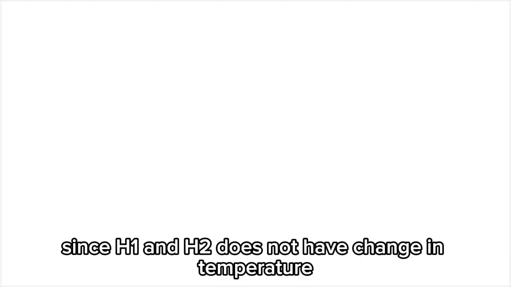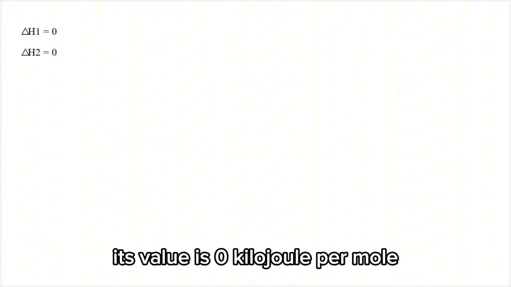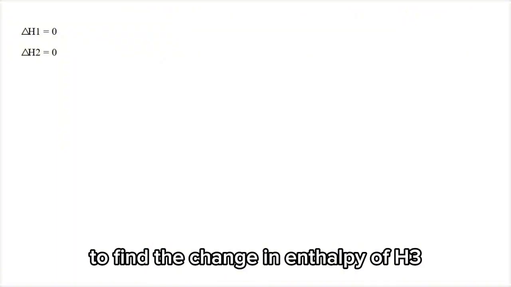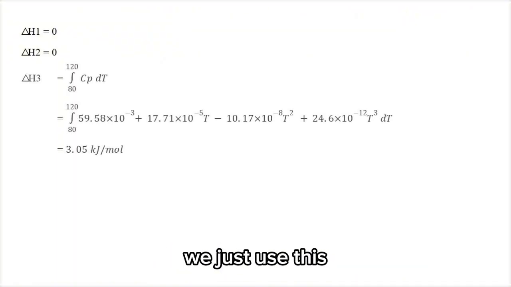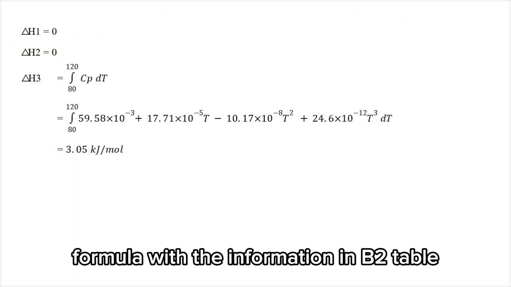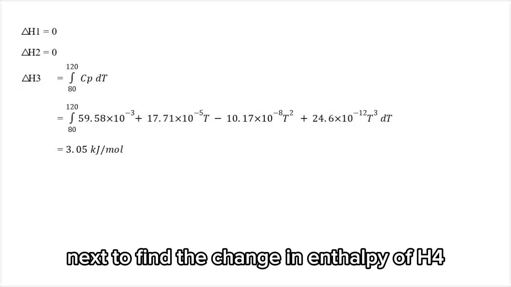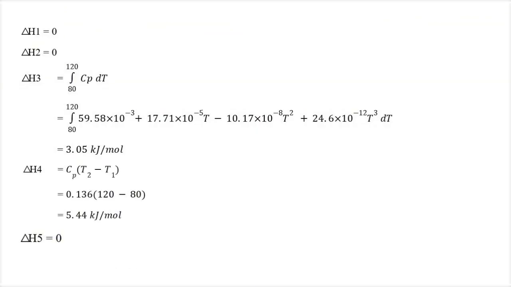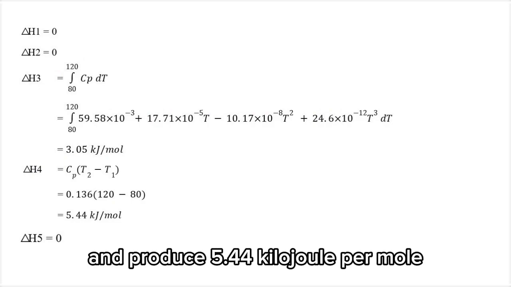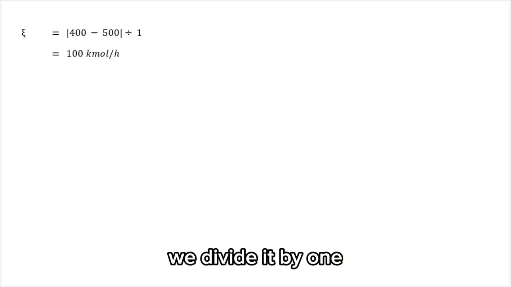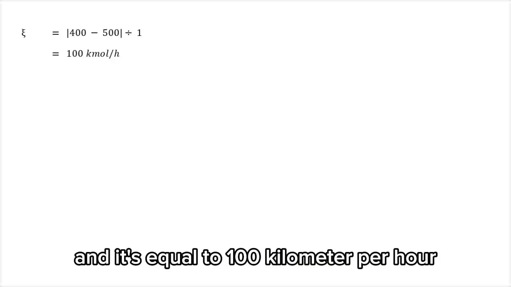Since H1 and H2 do not have a change in temperature, their value is 0 kJ per mole. To find the change in enthalpy of H3, we just use this formula with the information in the B2 table, and we produce 3.05 kJ per mole. Next, to find the change in enthalpy of H4, we just use this formula and produce 5.55 kJ per mole. To find the extent of reaction, we just need to subtract 500 from 400, and with its absolute value, we divide it by 1, and it's equal to 100 kmol per hour.